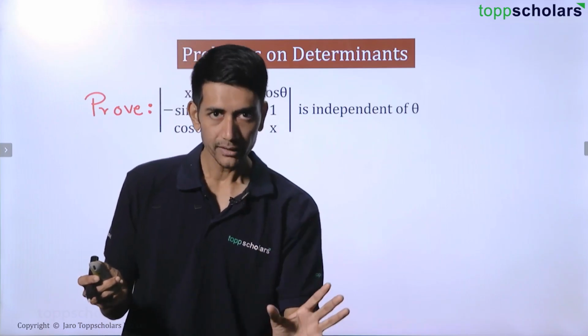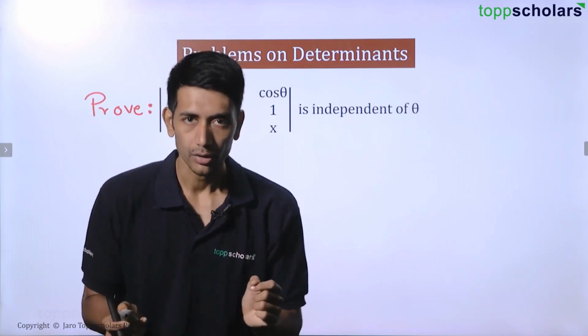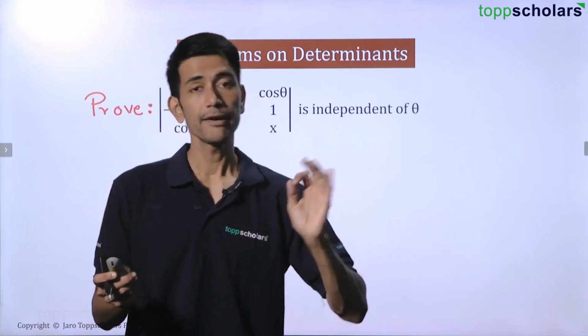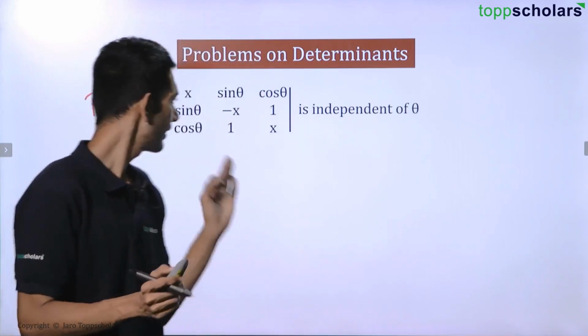So, we'll solve it and we will see at the end whether we are getting theta or not. If we are getting theta, that means it is dependent on theta. If we are not getting theta, it is independent of theta. Simple as that. Let's solve this.